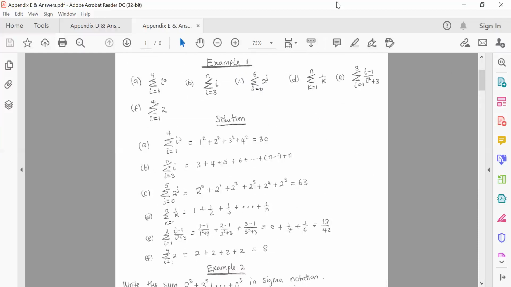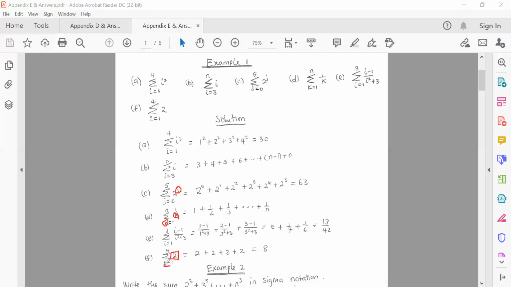But now I need to explain something, which is actually F. Now for F, don't get confused, guys. You have the sum from i equals 1 to 4 of 2. If you notice, this 2 is just a constant value. It's not associated with any i or j or k and so on. You see here, there's a k, and we're going from k equals 1 to n. Here there's a j, we're going from j equals 0 to 5 and so on. But here you just have a 2. It's just a constant value.